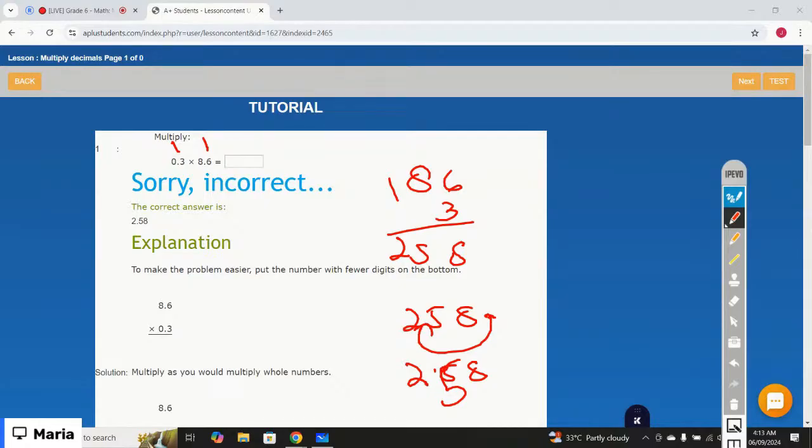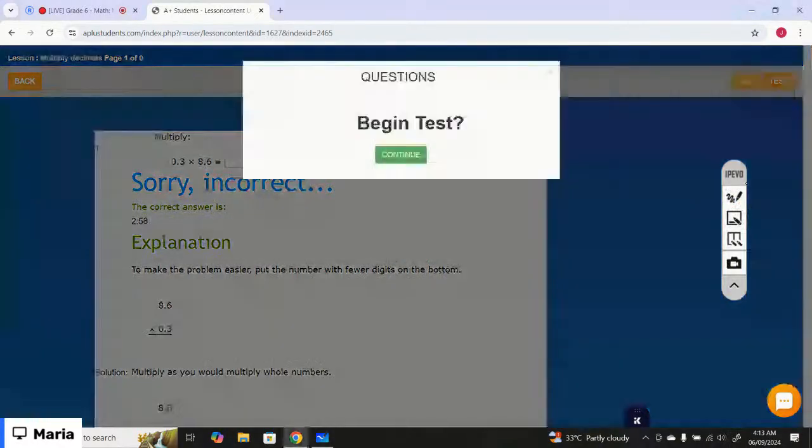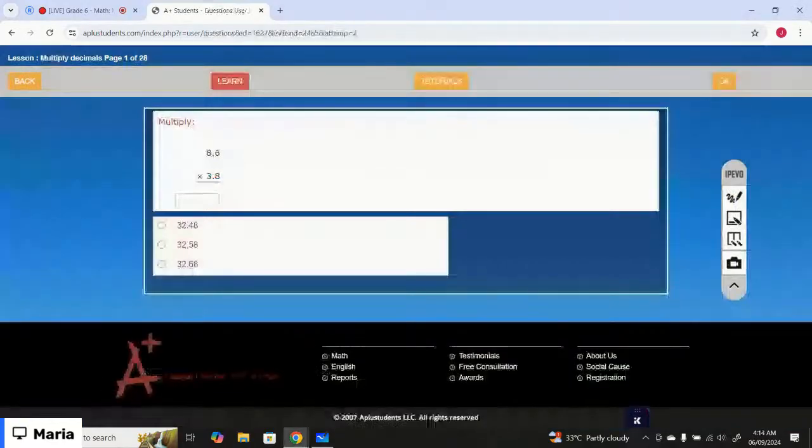Okay, so that is 2.58. Let's just start with the test question. Multiply them without the decimal point, and then you can put the decimal point, right? 8.6 times 3.8. Let's just multiply without the decimal.